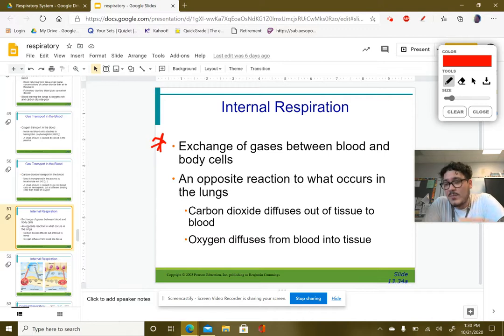Internal respiration is the movement of gases between the blood and body cells, whereas external respiration is the movement of gases between the lungs, or more specifically the alveoli, and the blood. So just keep that in mind.